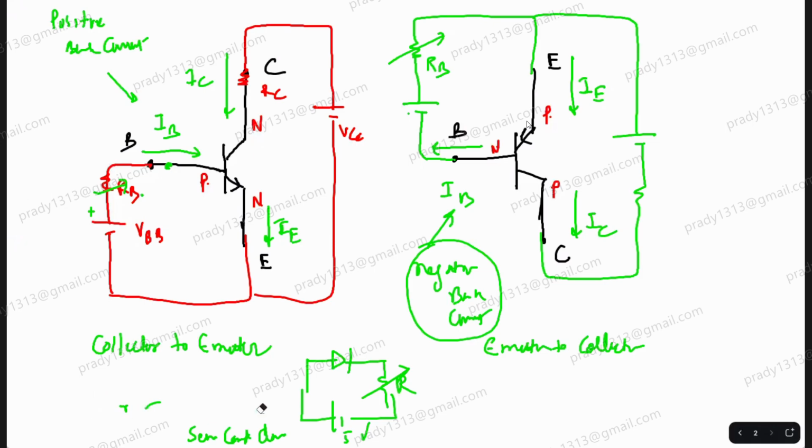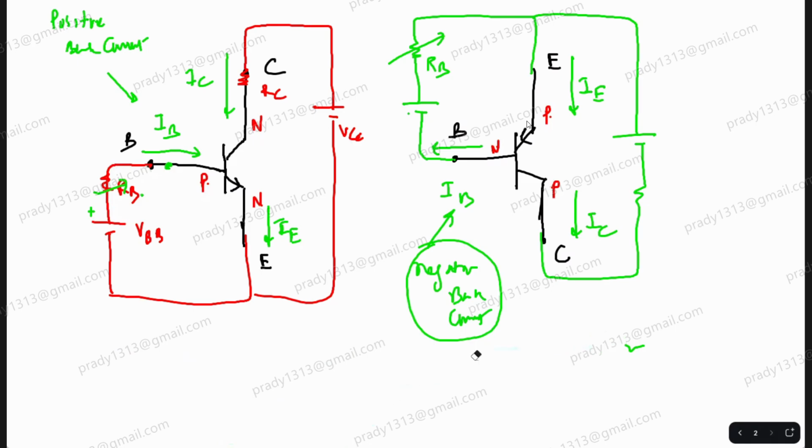Now let's look at its graph also, because we are doing it. Let's finish the graph also. Then we'll discuss thyristors.